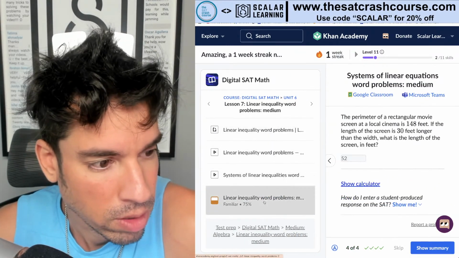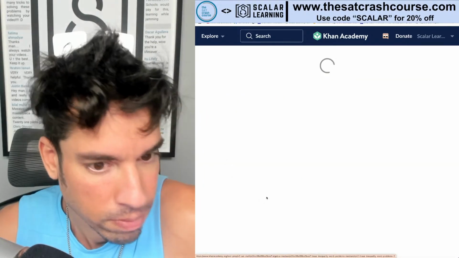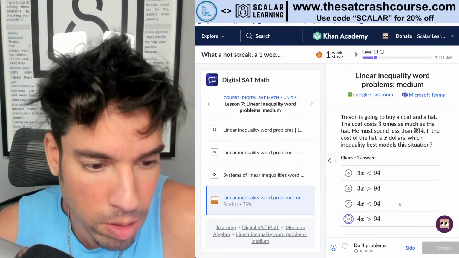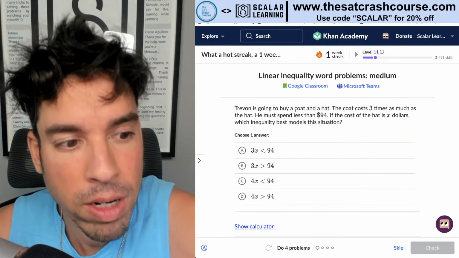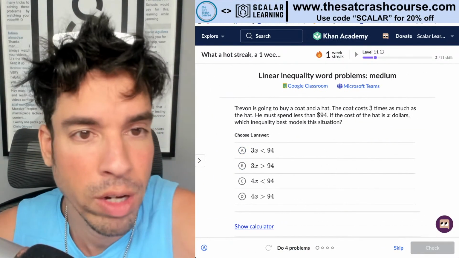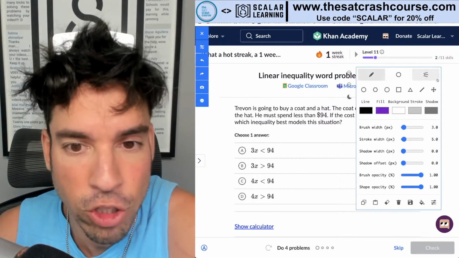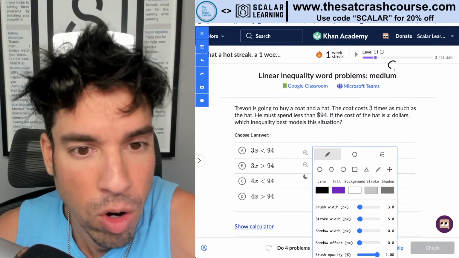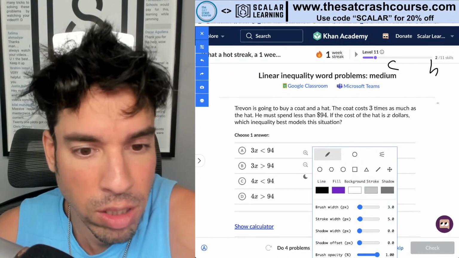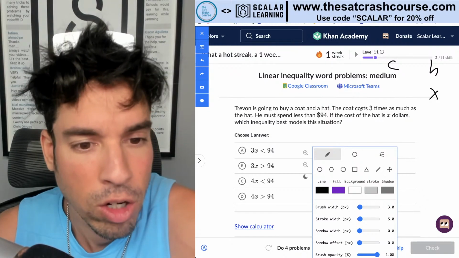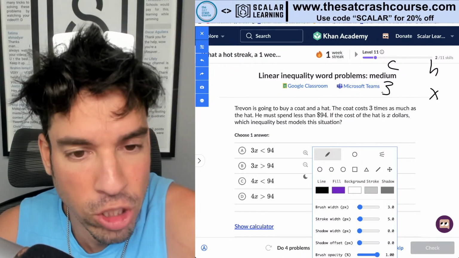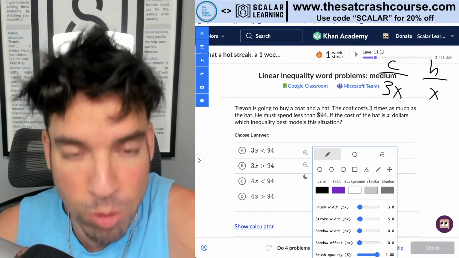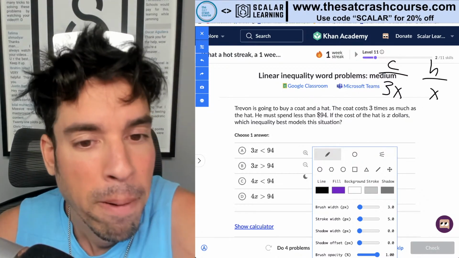We got 2 left. 7. Linear inequality. More word problems. All right. Trayvon is going to buy a coat and a hat. Okay, watch this. Immediately I see a relationship. So watch what I'm going to do. Coat and hat. It says the cost of the hat is X dollars. The coat costs 3 times as much as the hat. Oh, 3 times X. Look at this amazing expression, variable expressions we have.